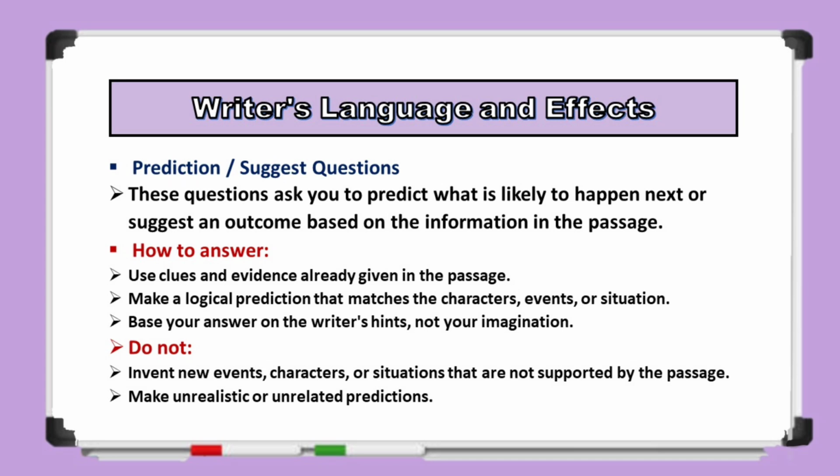You may also be asked a prediction or suggest question. These questions test whether you can make a logical judgment using the clues already provided in the passage. Your answer should always be based on evidence given by the writer. Think about what the characters are doing, how they are feeling, and what has already happened, then predict what is most likely to happen next. Do not invent completely new events or introduce ideas that have no connection with the passage.